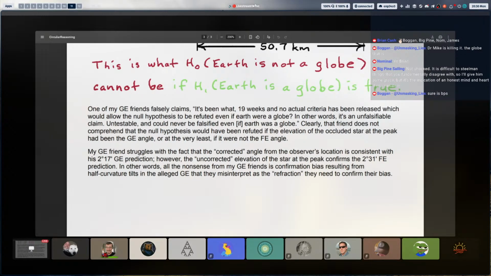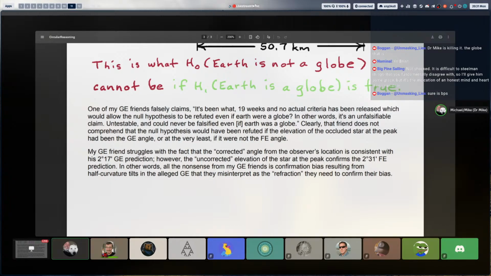And one of my flat Earth friends keeps thinking he can falsify or refute the method, but clearly he doesn't comprehend the null hypothesis, and he doesn't understand it would have been refuted if the elevation of the occluded star at the peak had been the globe Earth angle, or at least if it weren't the flat Earth angle.